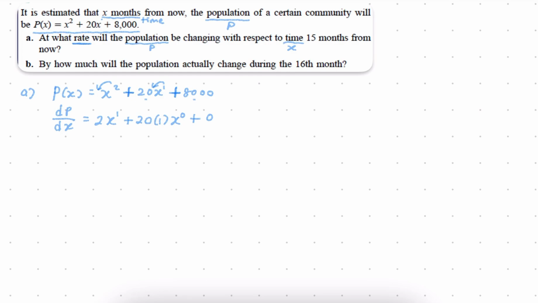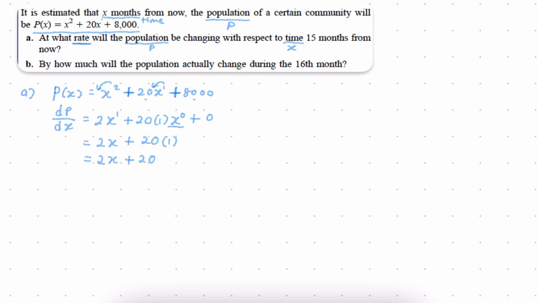So this means that right here, I have 2x, x power 1 means x, plus 20 times 1, I got a 20. And here, x to the power of 0 is actually a 1, right? And here, my answer is 2x plus 20. So this is the rate in general.